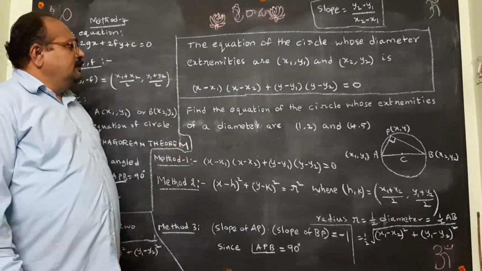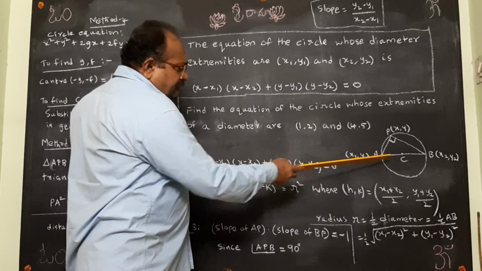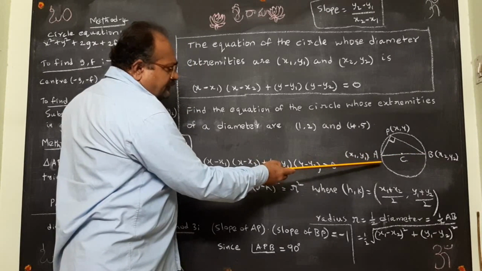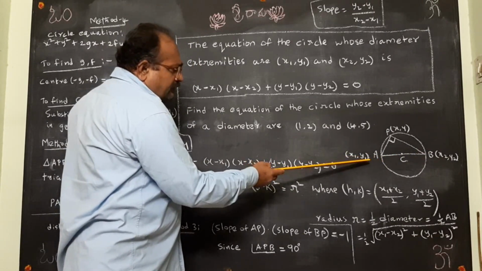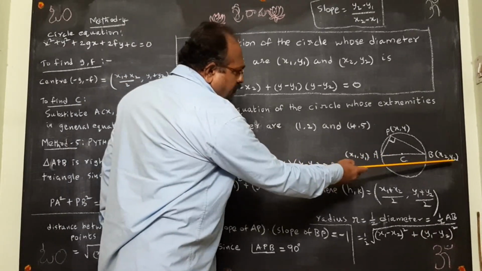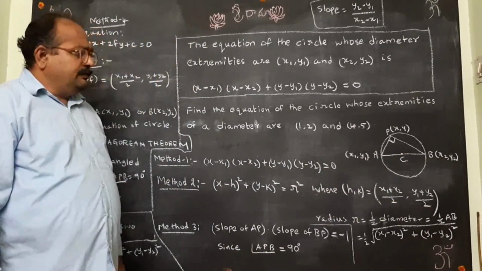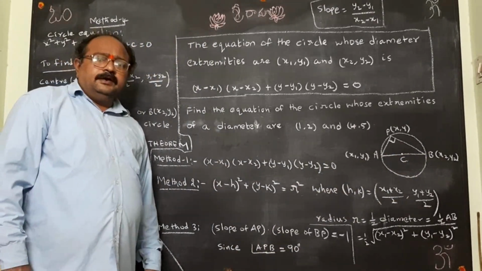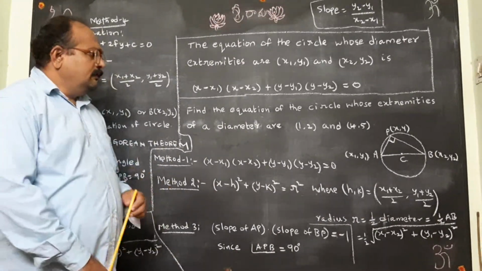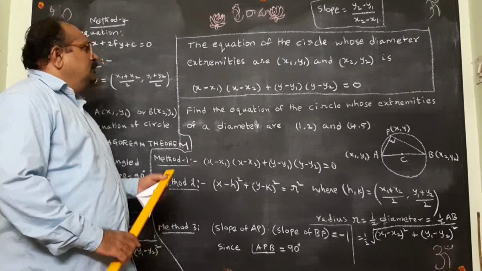How to find the equation of the circle if the endpoints of the diameter AB are given. Extremities are given: x1, y1 is an endpoint of the diameter, and x2, y2 is also an endpoint of the diameter. Now, how can you find the equation of the circle? Let us discuss the topic.